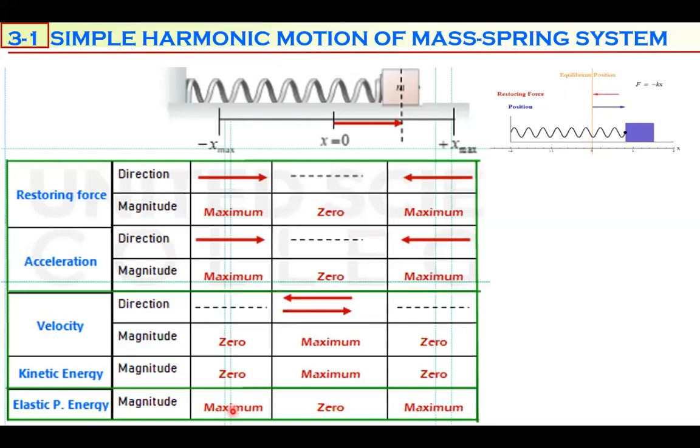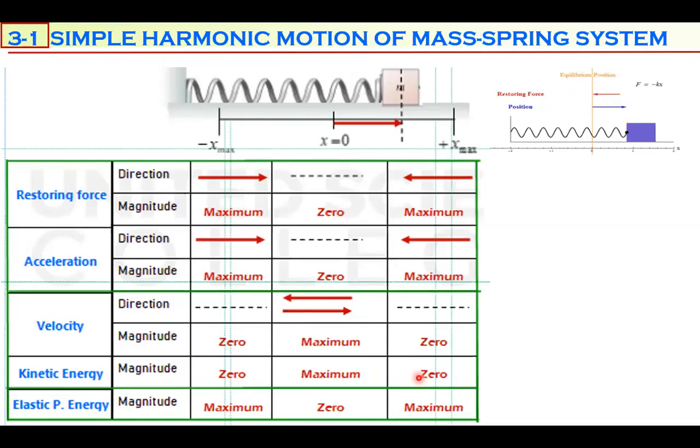But kinetic energy and elastic potential energy change inversely, they are inversely proportional. Why? Because the sum of them is always constant. As elastic potential energy increases, kinetic energy must decrease. When elastic potential energy is maximum, kinetic energy must be zero, or when elastic potential energy is zero, kinetic energy is maximum. At positive maximum stretching, elastic potential energy is maximum and kinetic energy is zero.